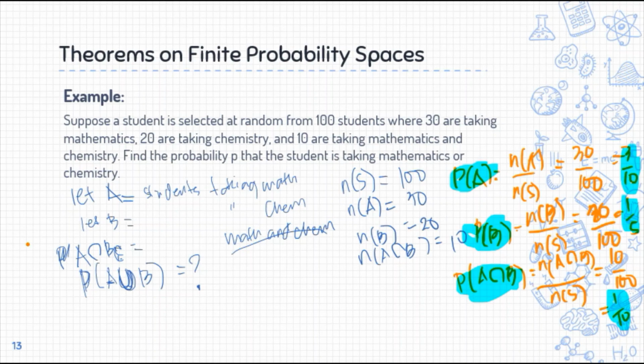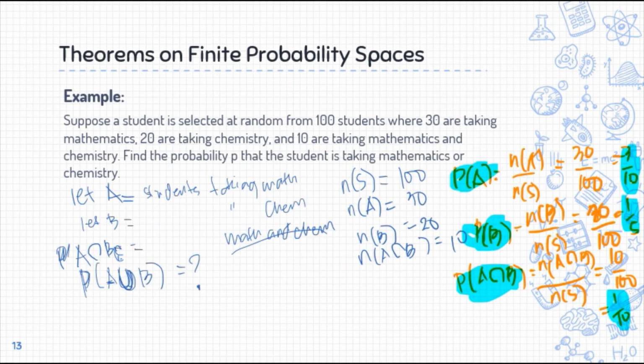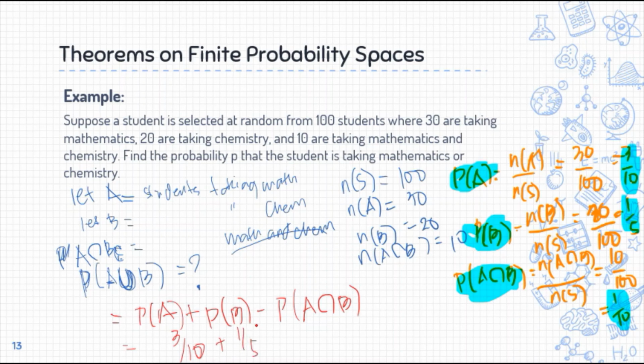Now that we have these, we use this formula because this is non-mutually exclusive. Again, non-mutually exclusive means they could happen at the same time, so there could be students taking math and chemistry at the same time. So P(A union B) is equivalent to the probability of A plus the probability of B minus the probability of A intersection B. Am I correct? Yes. So this is basically 3 over 10 plus 1 over 5 minus 1 over 10.